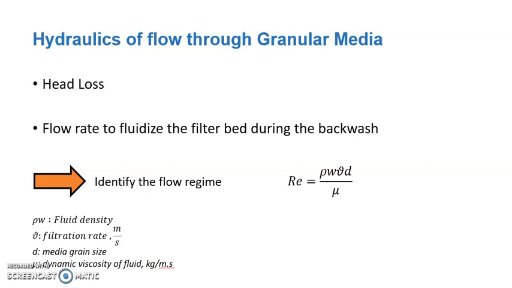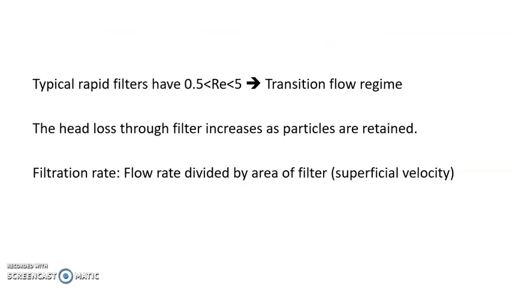about the flow regime. So using the Reynolds number, we can identify the flow regime, and then we can apply the appropriate equation to predict the head loss through the granular filter media. So mostly the rapid filters operate at the condition where Reynolds number is between 0.5 and 5, and considered as the transition flow regime.